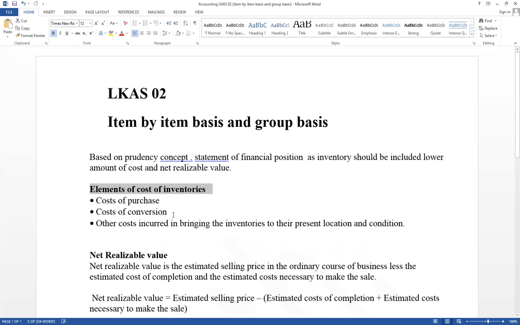And cost of conversion is available in the manufacturing accounts, where raw material is converted into finished goods. Therefore, cost of conversion includes direct labor, direct other expenses, as well as production overheads, and other costs incurred in bringing the inventory to their present location and condition. Those are the things included in the cost of inventory, the elements of cost of inventory.